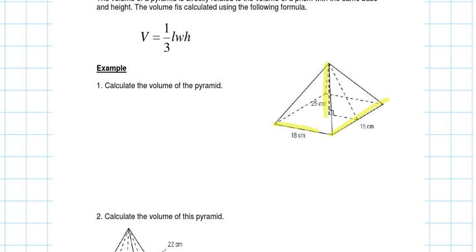So to find the volume of this pyramid, I do 1/3 times the length is 18 times 15, and then multiplied by 25. And your answer should be 2250, and the unit for the volume is centimeter cube.